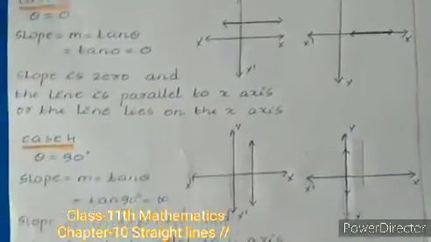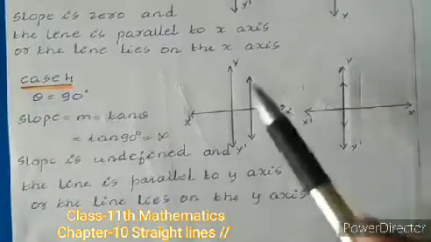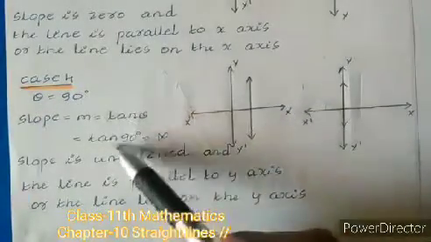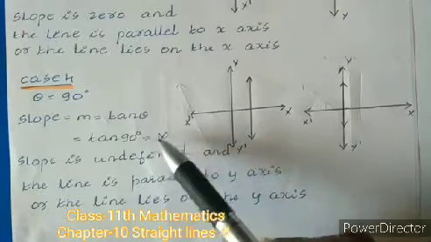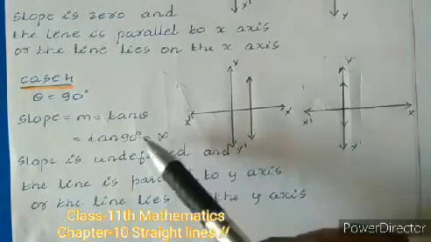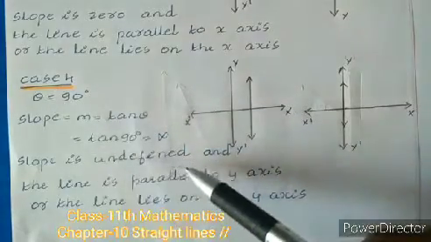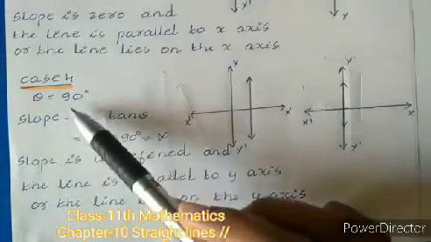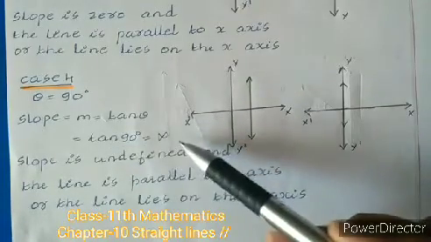Then next we have the fourth case, that is if theta is equal to 90 degree. Theta equal to 90 degree means tan 90 degree. We know that tan 90 degree is undefined, that is infinity. So if theta is equal to 90 degree, at that time the slope is undefined, because this slope depends on the tangent value and tan 90 degree is infinity.